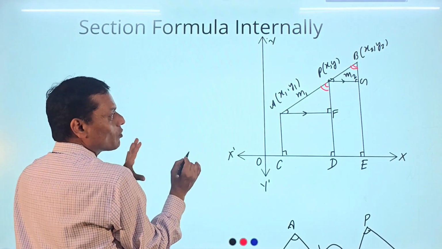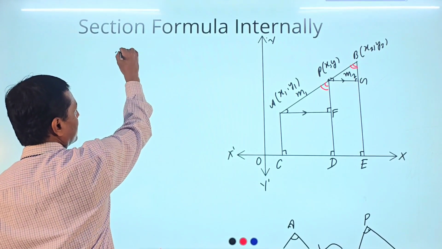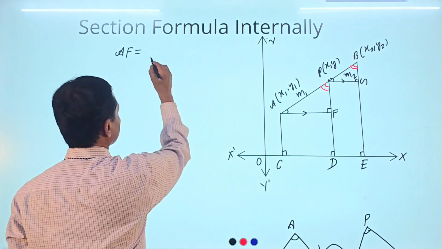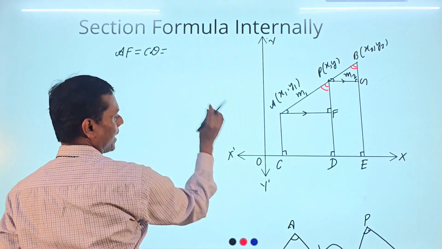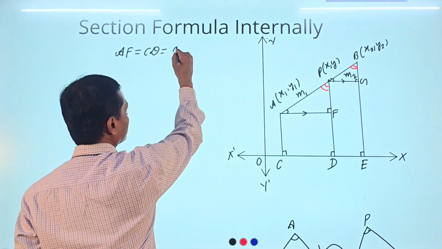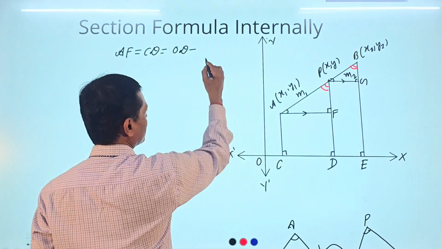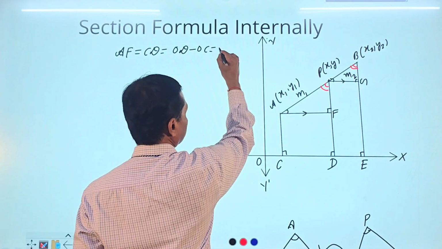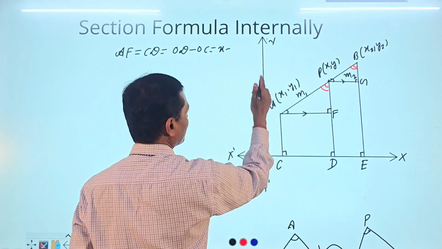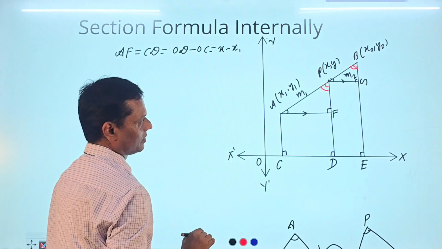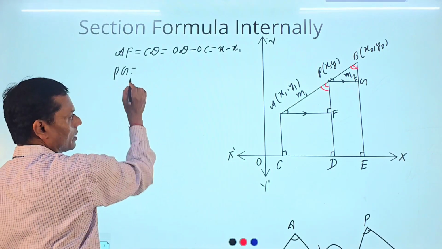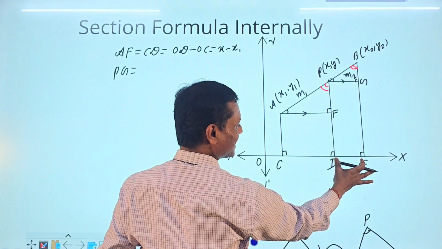Okay. After that, what you have to write now here, we are going to find out AF. What do you mean? How to find out AF here? So AF equals to CD. See here, CD, and CD equals to OD minus OC. Okay, and OD equals to what? X, and OC equals to X1. Correct. Likewise, PG equals to what? PG equals to DE.